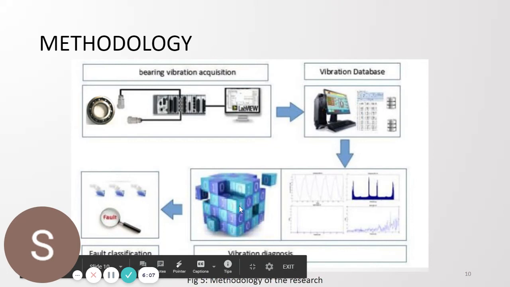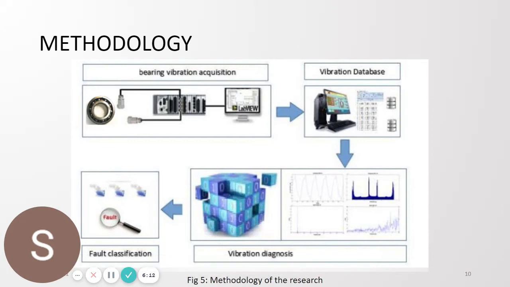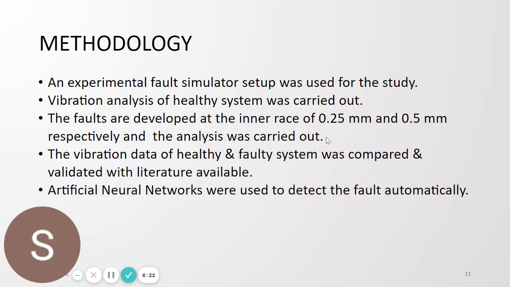Here is the methodology of the research work. The acquired vibration spectra for healthy and faulty systems are used for fault classification using an ANN, an artificial neural network. An experimental fault simulator setup was used for the study. Vibration analysis of the healthy system was carried out.